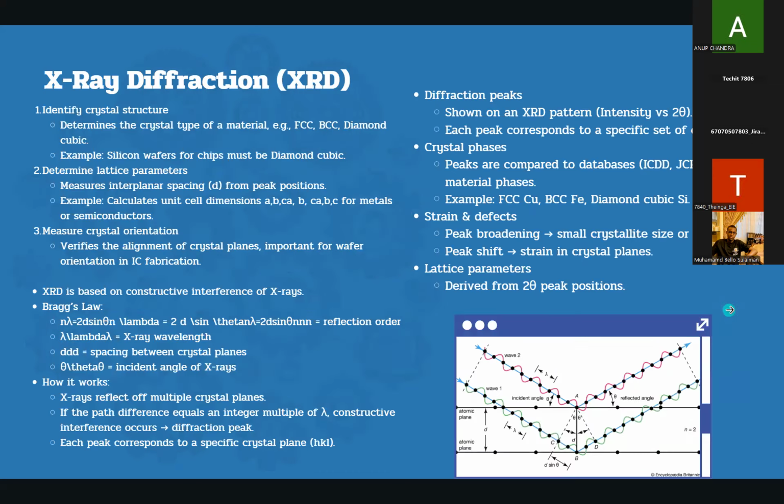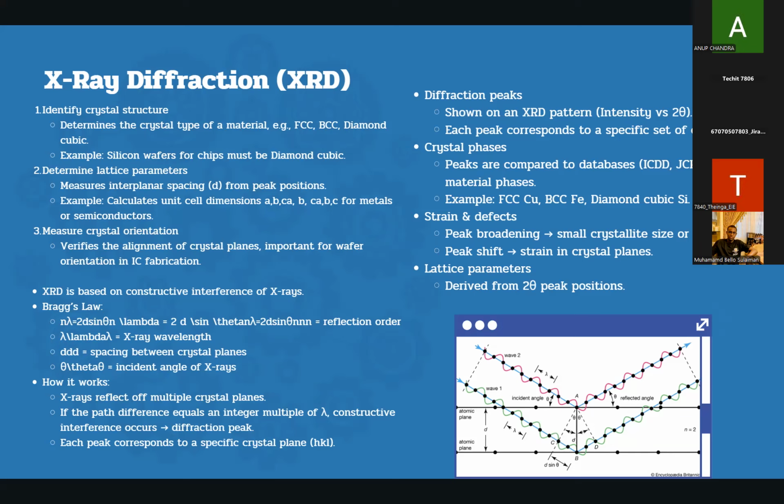So next is X-ray diffraction. XRD is used to identify the crystal structure of a material such as FCC, BCC, or diamond cubic. It also determines lattice parameters by measuring the spacing between atomic planes from diffraction peaks. XRD can measure crystal orientation, which is important for IC fabrication.